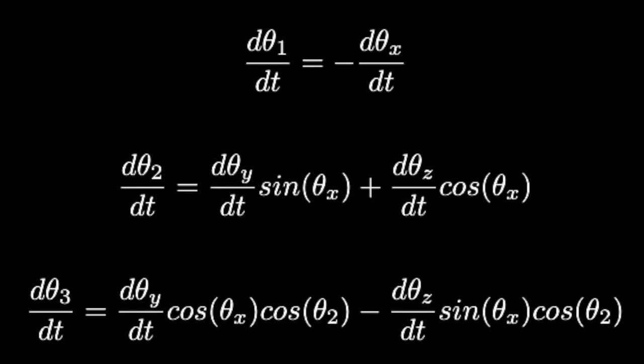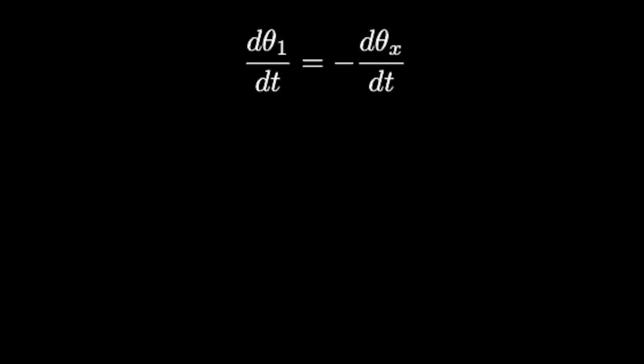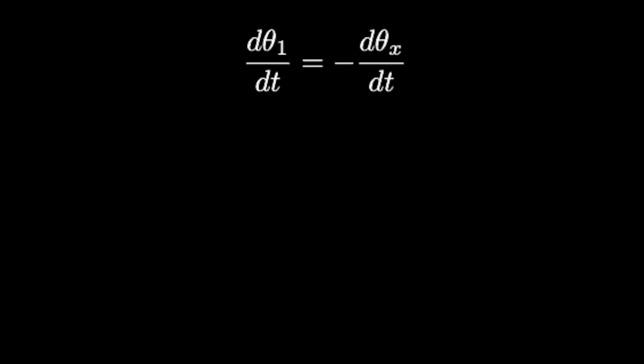We can solve for these velocities with the following 3 equations which I made up. The first one is pretty obvious. If the phone is rotating about the x-axis, the middle ring needs to rotate by the same amount but in the opposite direction, hence the negative sign.